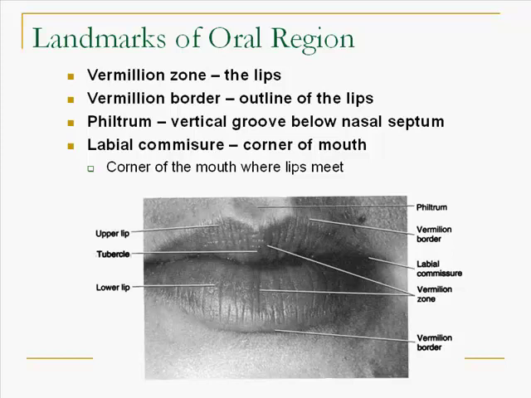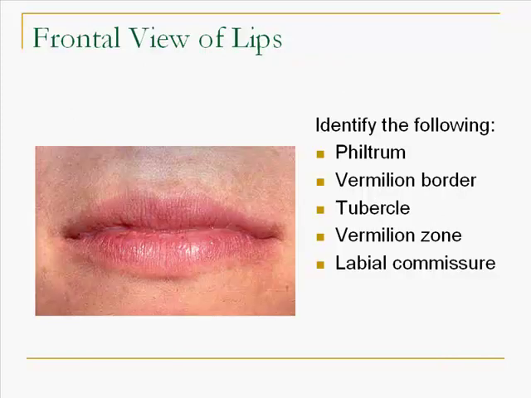You should know the regions of the lips. Vermillion zone, the lips. Vermillion border is the outside of it. The philtrum is the vertical groove between the nasal septum and your lips. And the labial commissure, again, this is an area where if there's any type of lesion, you'd say on the right labial commissure or the left. It's basically the corner of the mouth. Again, you should be able to identify all of these areas.